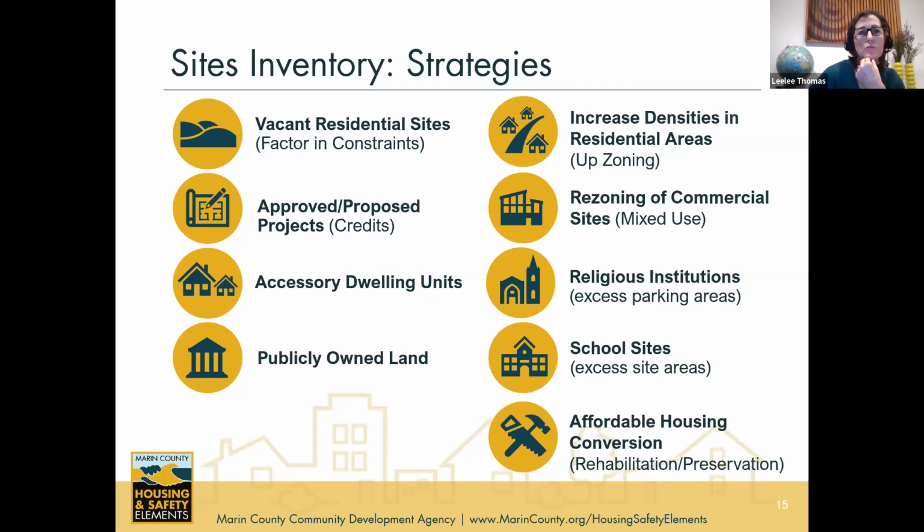So in addition to the uses of those religious institutions, there might be some excess parking areas or underutilized parts of the parcel. And so we looked at housing on some of those sites. Schools, a number of our schools across the county have shrinking enrollment and had an interest in housing for their staff or their workforce. So that is something that we looked at. And then looking at converting existing multifamily to deed restricted affordable. Next slide, please.